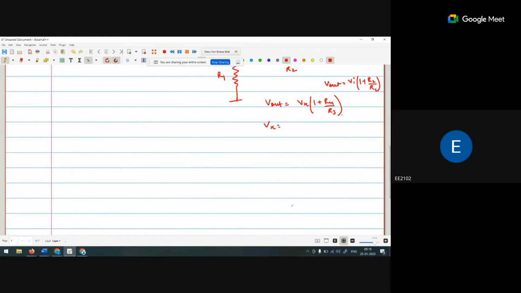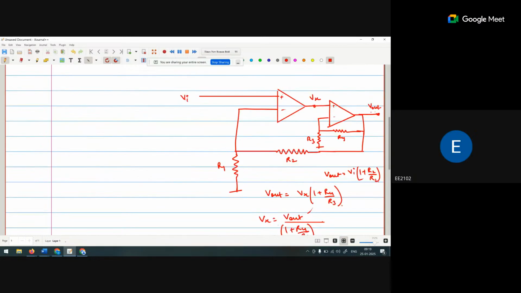So Vx is equal to Vout upon 1 plus R4 by R3. And the Vout is this one, so Vx is equal to Vi into 1 plus R2 by R1 upon 1 plus R4 by R3. We have already calculated this one. Any doubt in this one? No, sir. Okay.